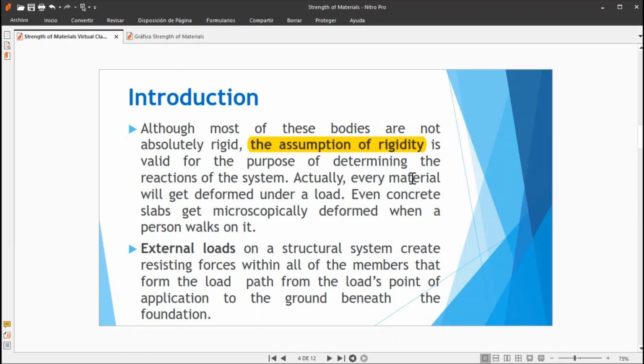Remember that we spoke about rigidity in another video where we spoke about rigid bodies. This video is also about mechanics. That's why it was the basis of the current class. So this is like the logic, okay? We are talking about the assumption of rigidity. Even though we are talking about a piece of wood and we can say this is easily deformable, we are going to assume that wood is not easily deformable, okay? So it says, the assumption of rigidity is valid for the purpose of determining the reactions of the system.